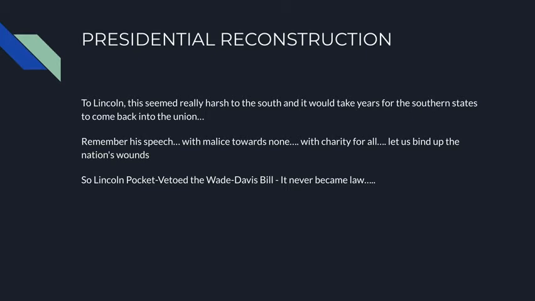So, with the Wade-Davis bill, Lincoln pocket vetoes it. It never becomes law. And Congress is a little upset about that, but it's Abraham Lincoln. Like, they're not going to fight it too much. Lincoln is incredibly popular.